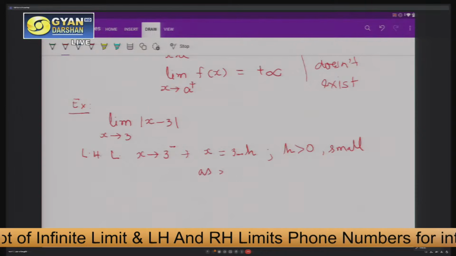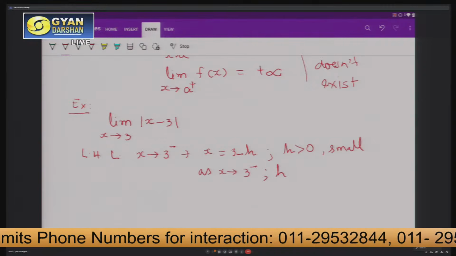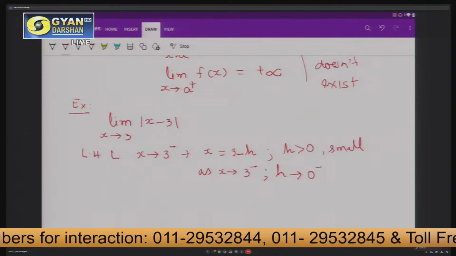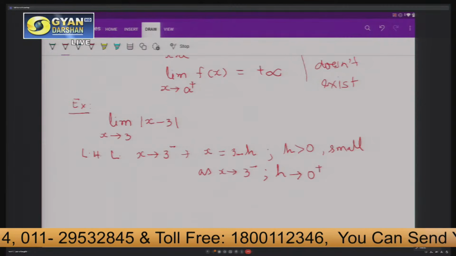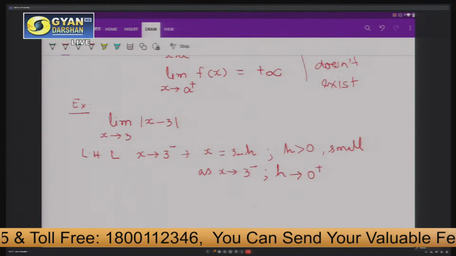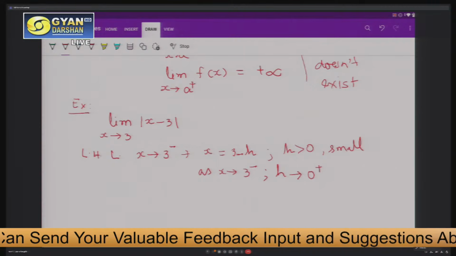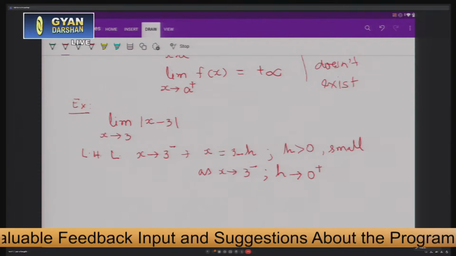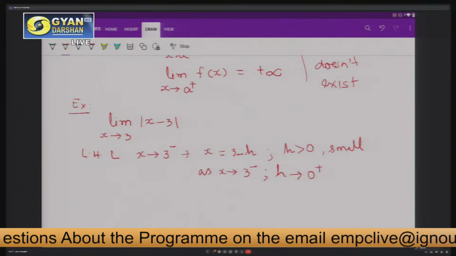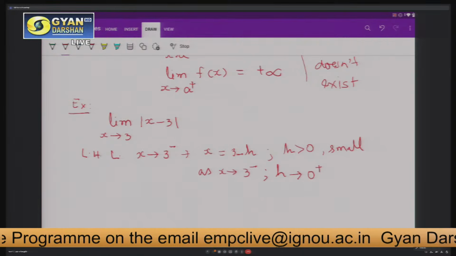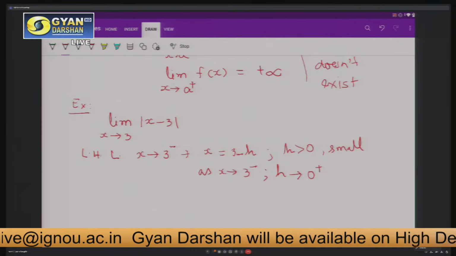So as x approaches 3 minus, h approaches 0 plus. What does it mean? It means that as x is approaching 3 from the left side, the value of h is decreasing from the right side. I mean it is becoming smaller and smaller because h is already greater than 0, so it will become a smaller interval, but it will never be equal to 0.